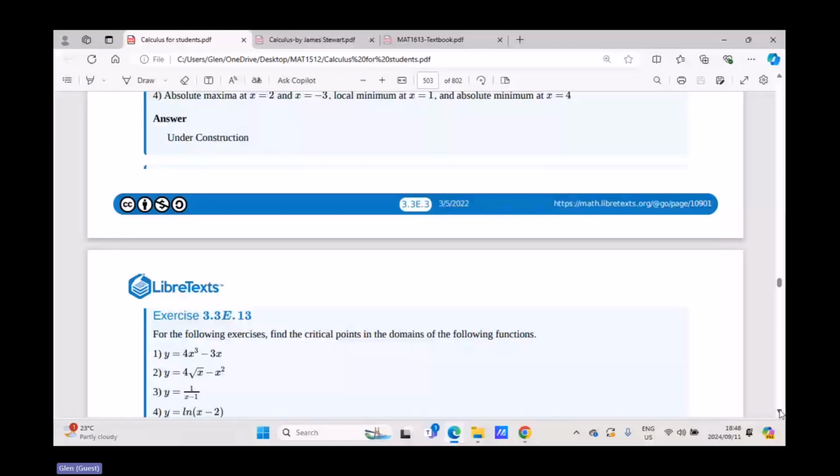In this case, we have y is equal to the ln of x minus 2. Now, we have to find the derivative of the ln of x minus 2. What is the derivative? It is 1 over x minus 2. The next thing that we need to do after finding the derivative is to equate it to 0, and then solve for x.